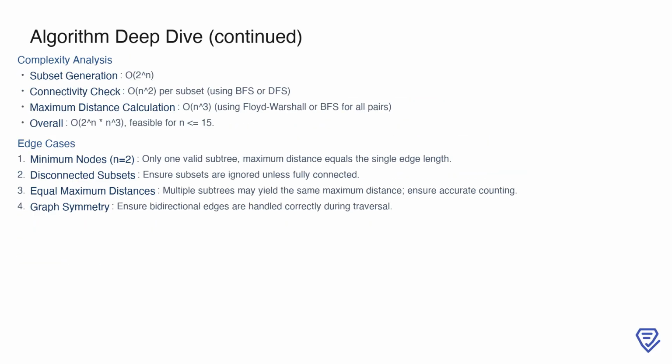The overall complexity of this solution is determined by the various steps. Generating all subsets of nodes takes O(2^n), and for each subset, checking connectivity requires O(n²) using BFS or DFS. Calculating the maximum distance within a subtree, using Floyd-Warshall or BFS for all pairs, takes O(n³). Combining these, the total complexity is O(2^n * n³), which is manageable given the constraint of n equals 15.